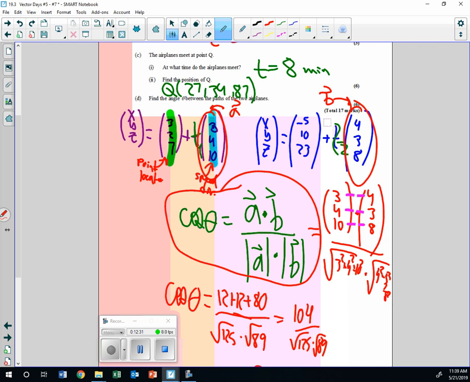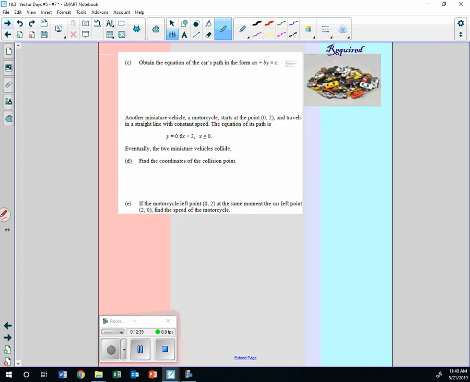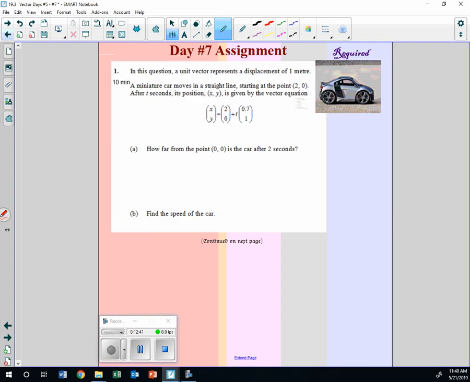So there's a nice word problem for tomorrow. For homework, you're going to do number 7 here. It has 6 parts, but it's super doable. Good luck.